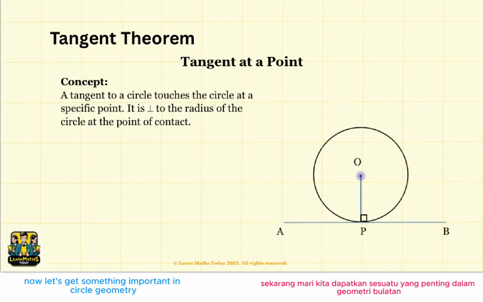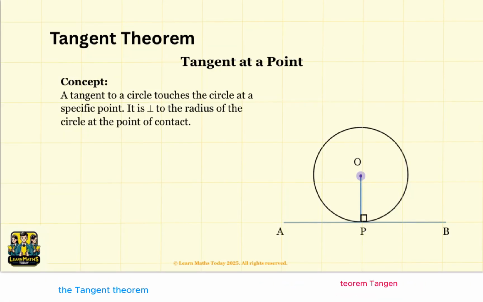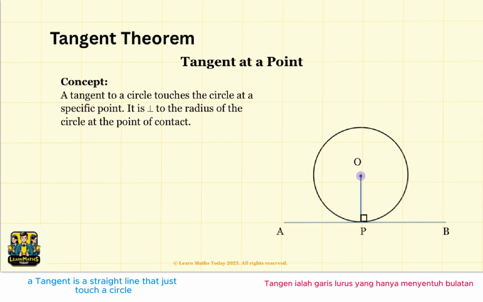Now let's get to something important in circle geometry, the tangent theorem. A tangent is a straight line that just touches a circle at exactly one point. It doesn't cut into the circle or pass through it. It only touches it briefly. In this diagram, the line APB is a tangent and it touches the circle at point P.